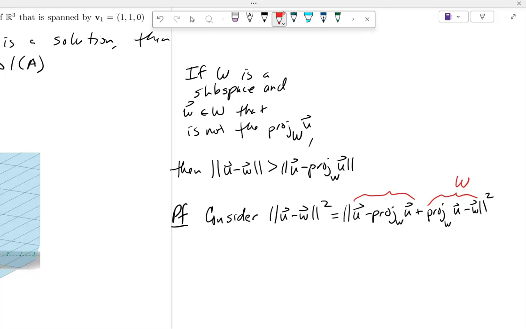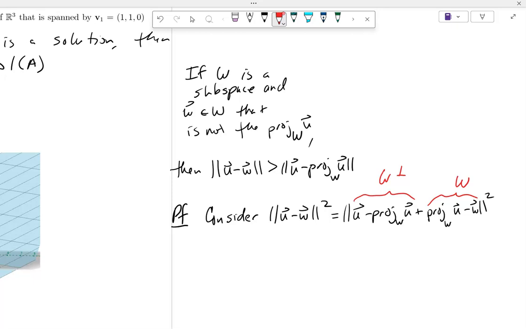Okay. What about this part? Well, if I projected this onto my subspace and then I subtract my U, that's orthogonal to everything in W. Right? It's going to be orthogonal to everything in W. This will be in your W perp. Yep. Okay. All right. So now I have two vectors that are orthogonal with a plus sign in the middle.